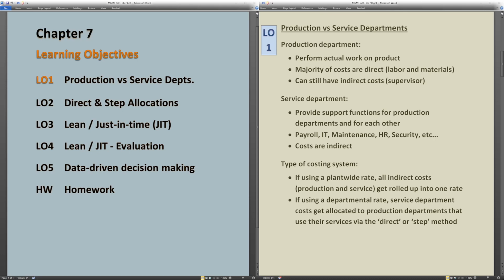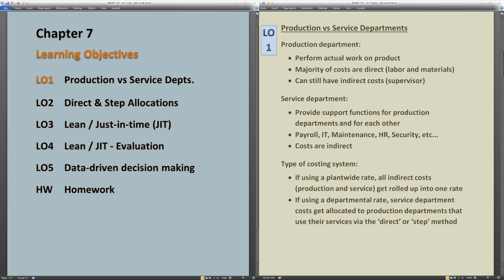The costs are indirect. So what type of costing system? If we're using a plant-wide rate, which is what we learned in the last chapter, all indirect costs, both the production and the service department costs, all get rolled up into one rate. So there's really no differentiation, and you don't capture any of the particularities of either the different production departments or the different service departments.